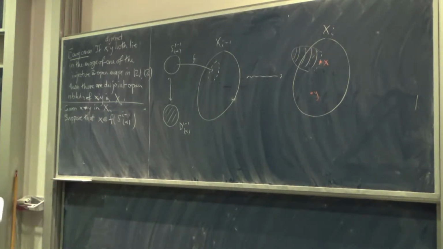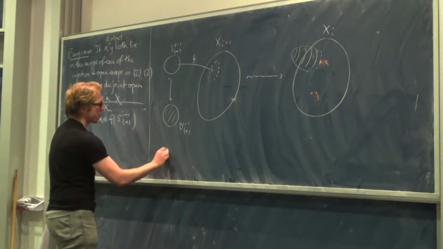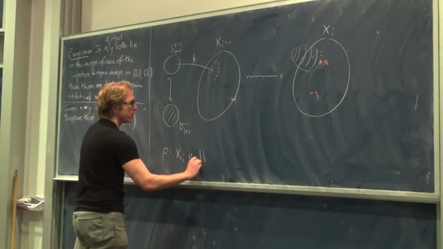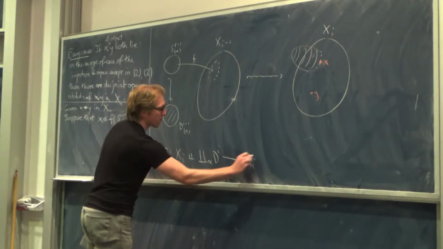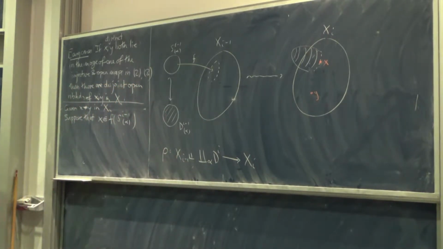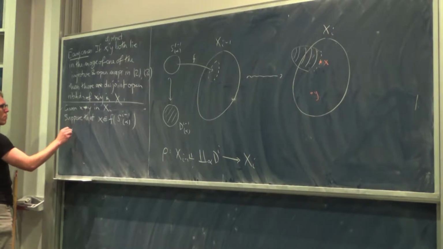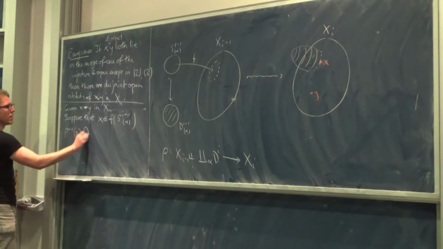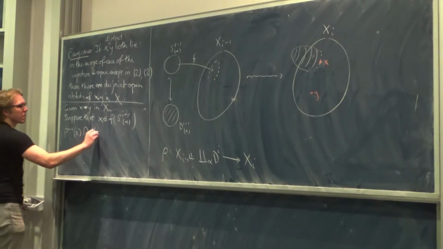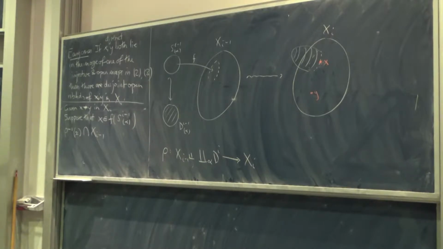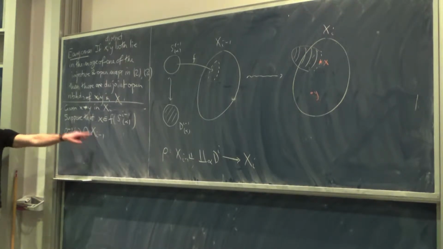Okay, so let's suppose it's x. Now I want to call the quotient map rho. Rho inverse of the point x is a subset of the disjoint union. So it contains points that live also in the disk, potentially. But it contains a unique point which lies in X_{i-1}.